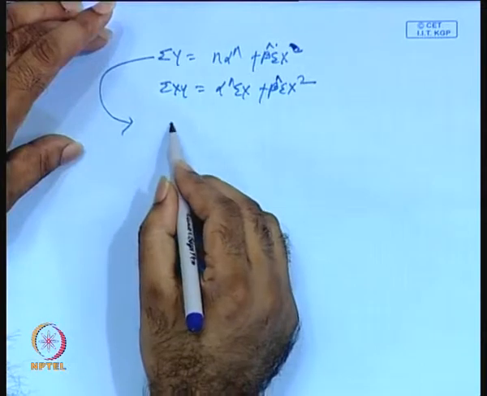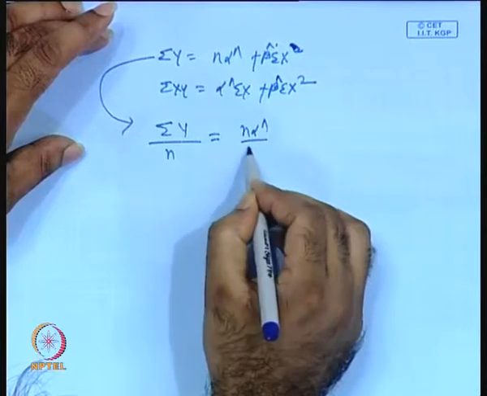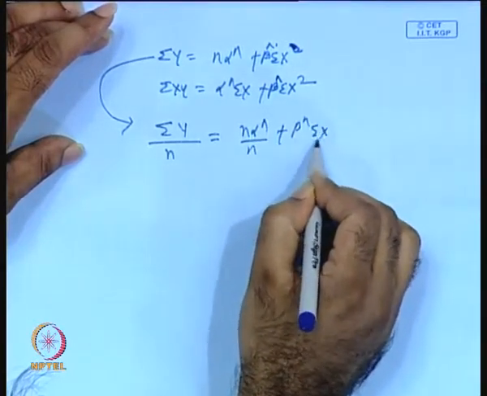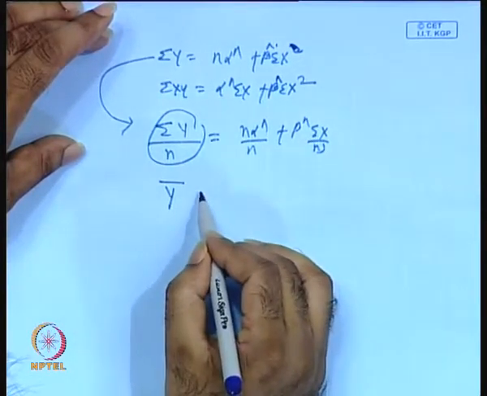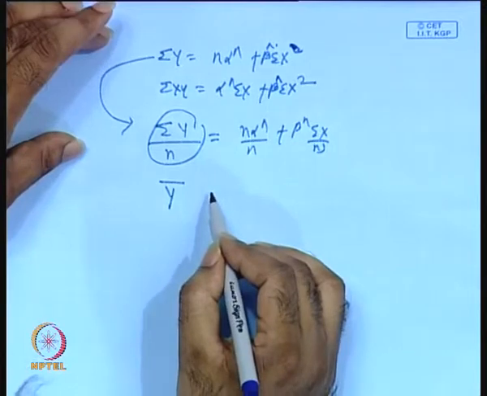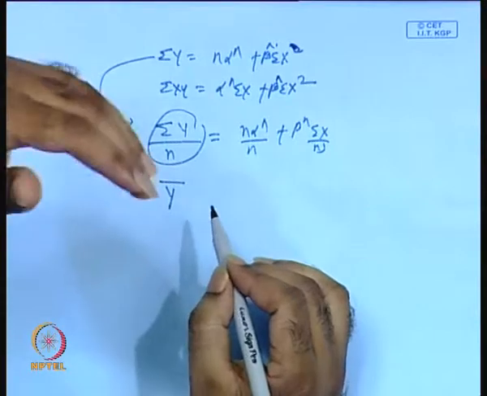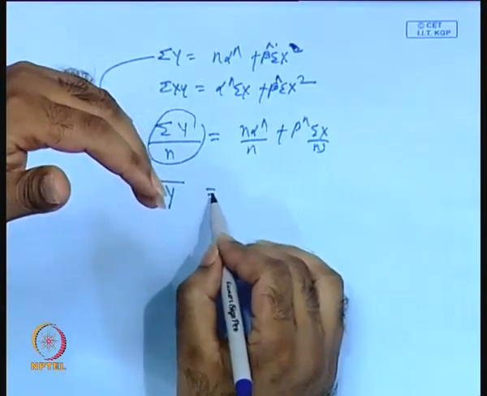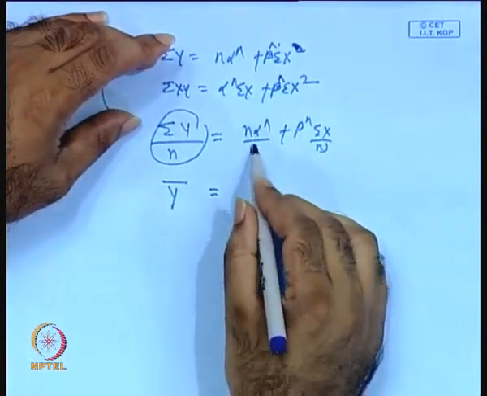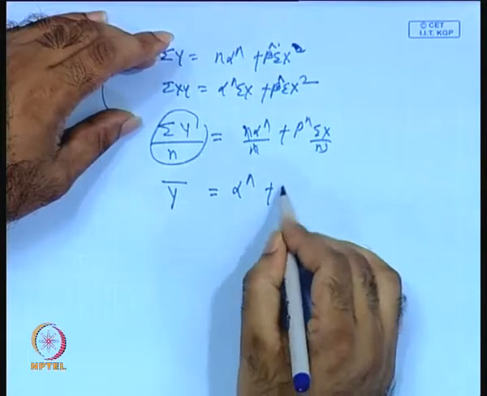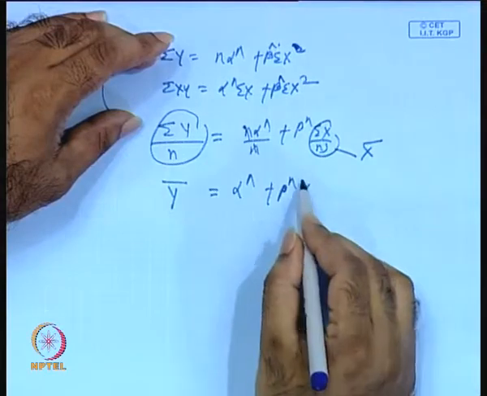Now what I will do is divide both sides by n. Okay. Summation y by n equal to n alpha hat by n plus beta hat summation x by n. Summation y by n is nothing but y bar. This is what we have already discussed in detail in the univariate data structures. So, y bar equal to, n cancels, alpha hat plus beta hat x bar. Summation x by n is nothing but x bar.